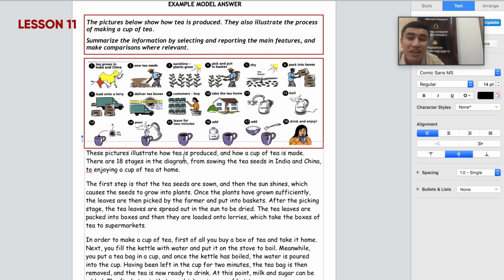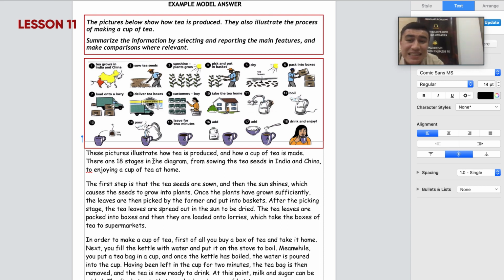These pictures illustrate how tea is produced. This is your first sentence in the title, and how a cup of tea is made. This is the second one. And now the overview. If you remember, I told you that you should include the number of steps in the process, then state the first and last stage of the process.